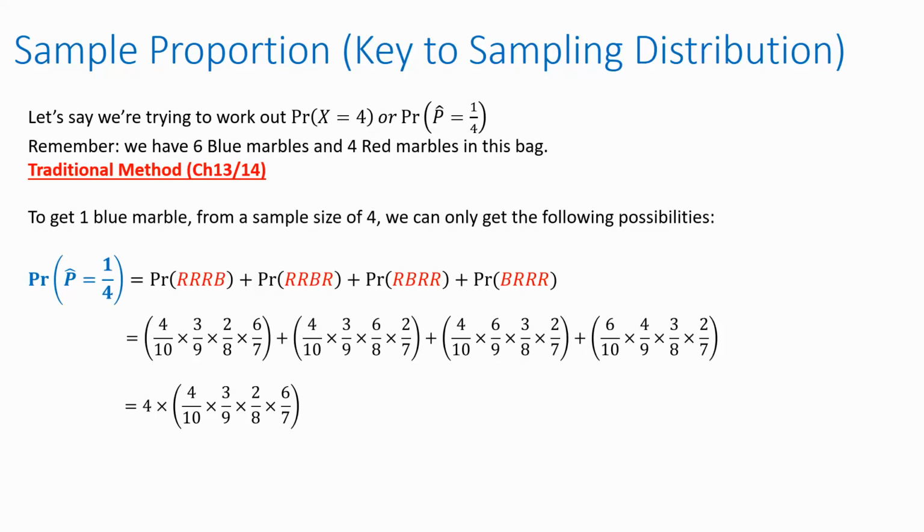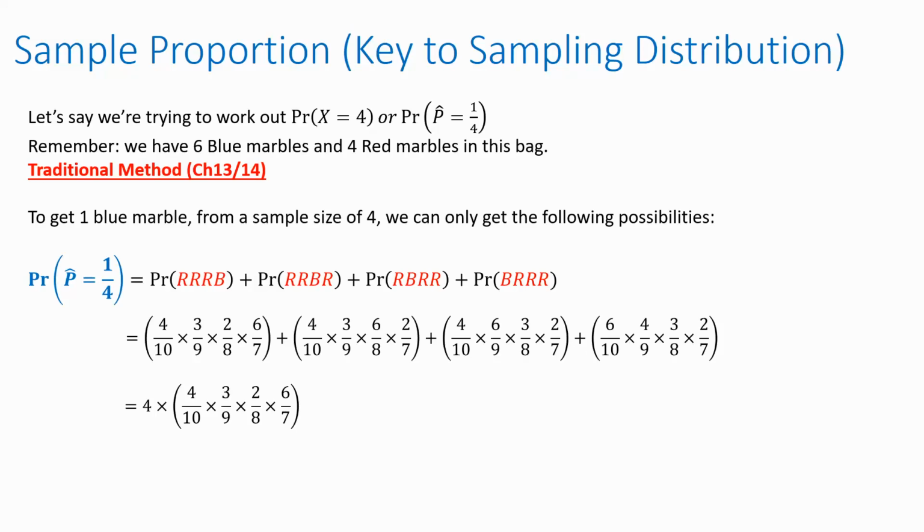So if I wanted 1 blue, so p hat means the proportion of getting 1 blue out of your 4, you have 3 reds. These are different ways you can do it. Red, red, red, blue; red, red, blue, red; red, blue, red, red; or blue, red, red, red. These are the only combinations that you can get. How would you work out the probability for each one? You would have done the chance of getting a red, 4 balls out of 10. But if you've chosen that, getting another red is 3 out of 9 now. Times 2 out of 8. Times 6 out of 7.